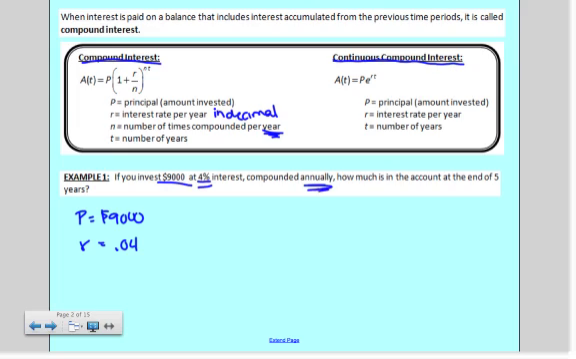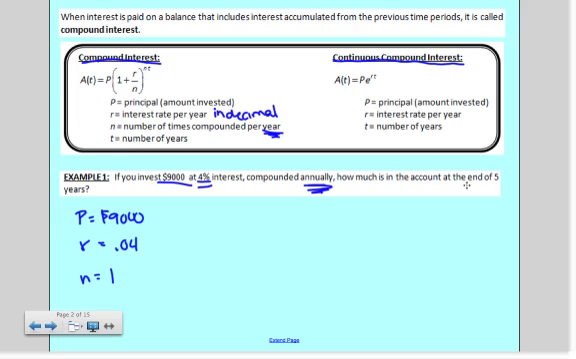Compounded annually. Now, N is the number of times per year. So if we're compounding it annually, if you want to have a party annually, how many times per year do you hold the party? One time. So N is 1. Notice how we are identifying each variable and the number that represents it in the problem.